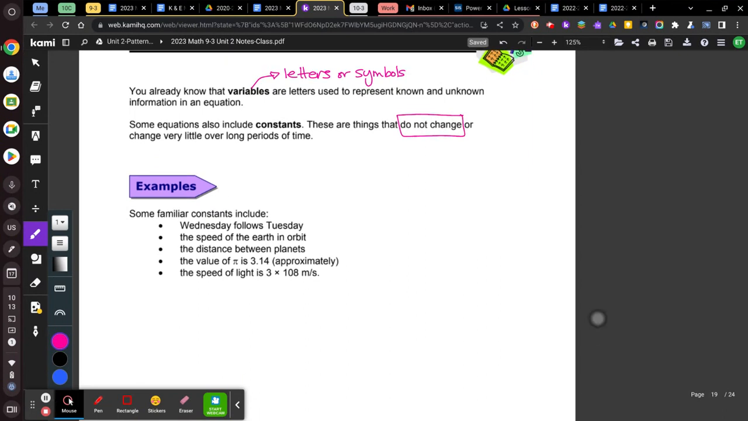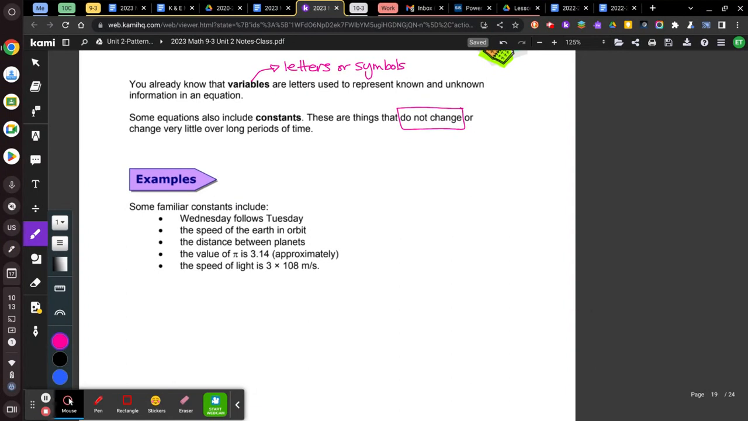So, for example, here are some constants. Constants never change. So they always stay the same. So what are things in life that always stay the same? Okay. Now it says some familiar ones.